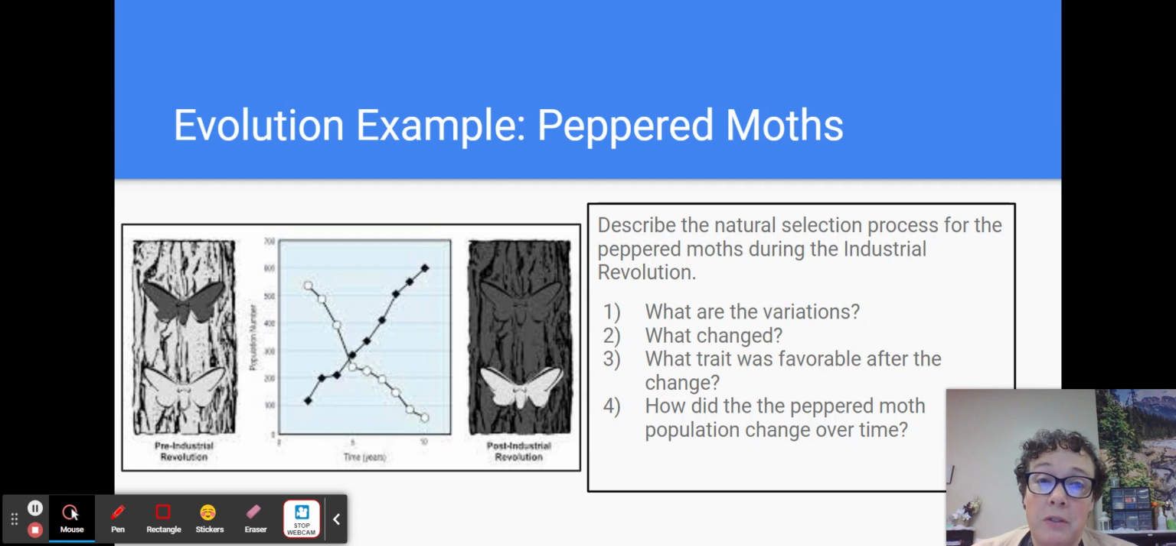Number 3, what was the favorable trait? The favorable trait now for the peppered moths after the trees change color is the dark colored moths. Those are the favorable trait. And so what happened over time with the population is that where it was mostly white moths that were able to hide on the white trees, now the opposite was true. The white moths stood out, they were being eaten by the birds, and the black moth population was able to increase.